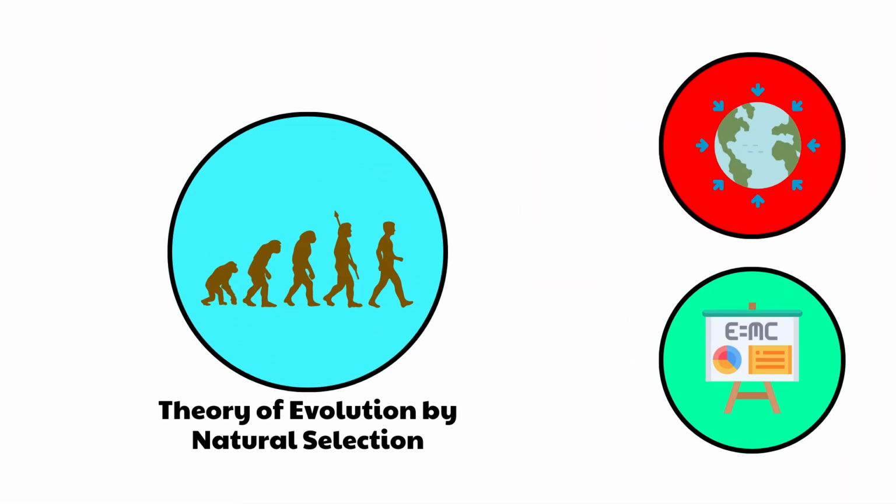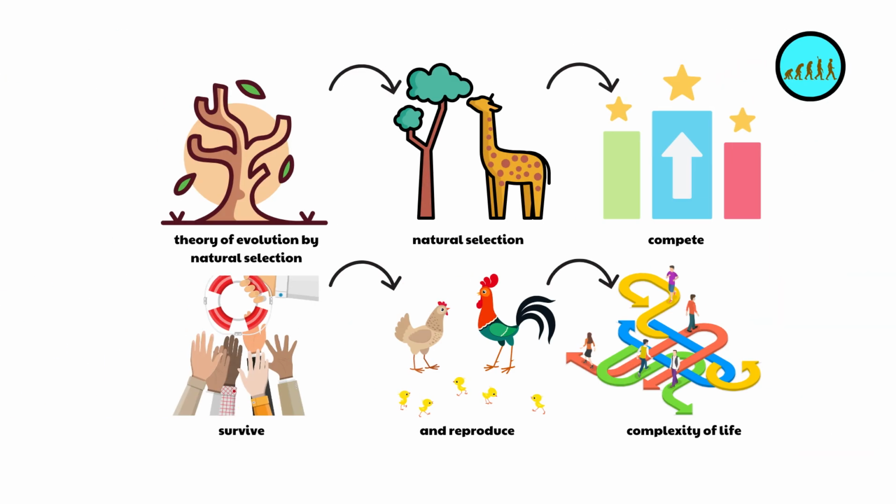Theory of evolution by natural selection. Charles Darwin's theory of evolution by natural selection is a revolutionary idea that explains the diversity of life on Earth. At its core, it's a beautifully simple concept with profound implications.